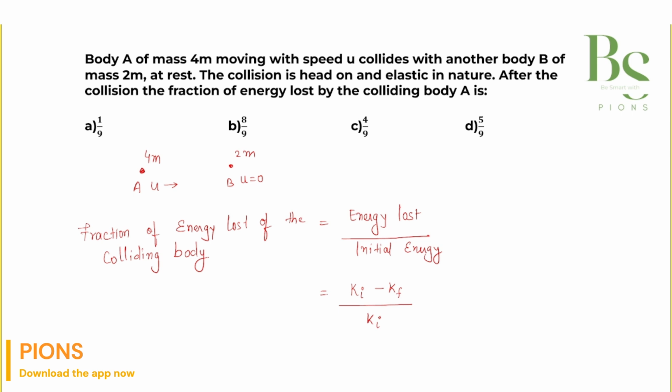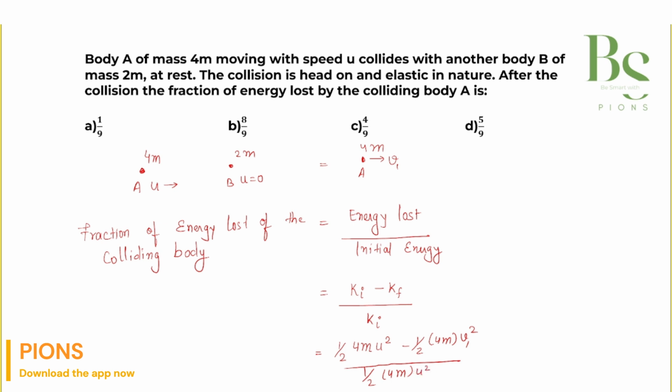And what will be our final kinetic energy and initial kinetic energy? Our initial kinetic energy will be half. What is the mass of body A? 4m u square, because u is the initial velocity, correct? Let's say after colliding, body A is moving with some velocity v1. Mass will still remain 4m, correct? So minus half 4m into v1 square, because v2 will be the velocity of the second particle, whole divided by half 4m into u square, right?